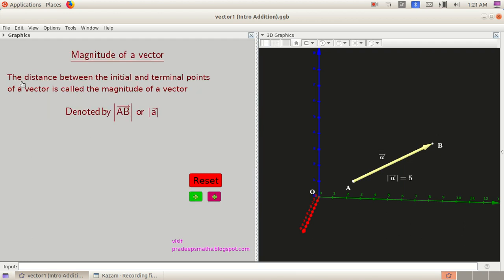Magnitude of a vector. The distance between the initial and terminal points of a vector is called the magnitude of a vector and is denoted like this: modulus of, or magnitude of, this vector AB or vector A. Here in this example, the distance between these 2 points, the initial point and terminal point, is equal to 5. Therefore, the magnitude of this vector A is equal to 5 in this example.